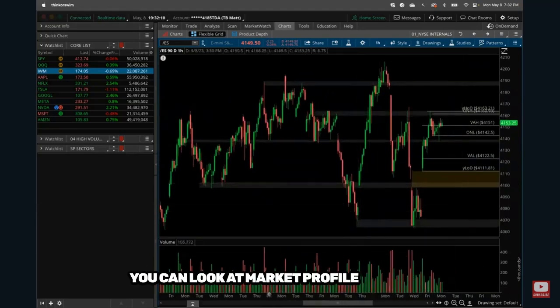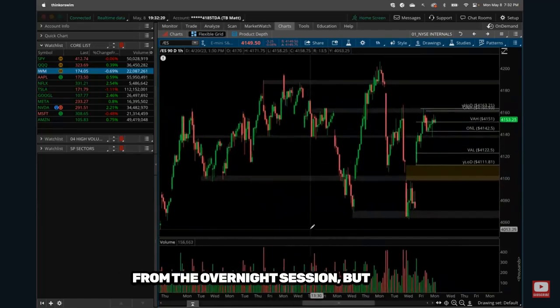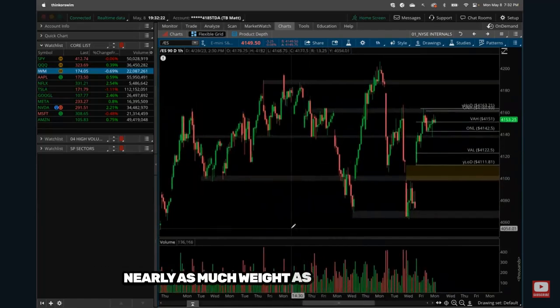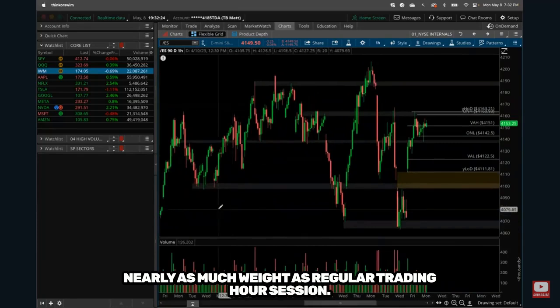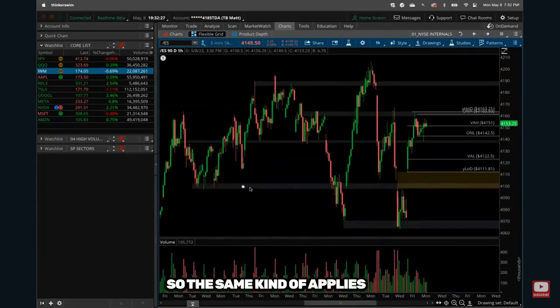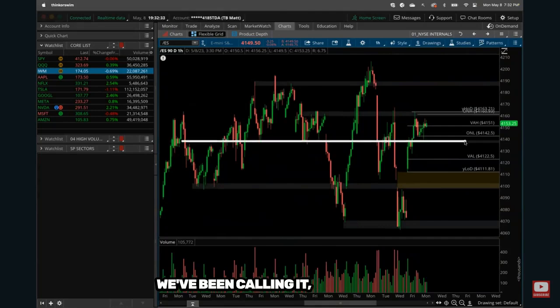You can look at market profile patterns that happen from the overnight session, but they do not hold nearly as much weight as the regular trading hour session. So the same kind of applies for determining key areas in the market. And this 4140, 4138, as we've been calling it, this is really why the level's on the chart right here.